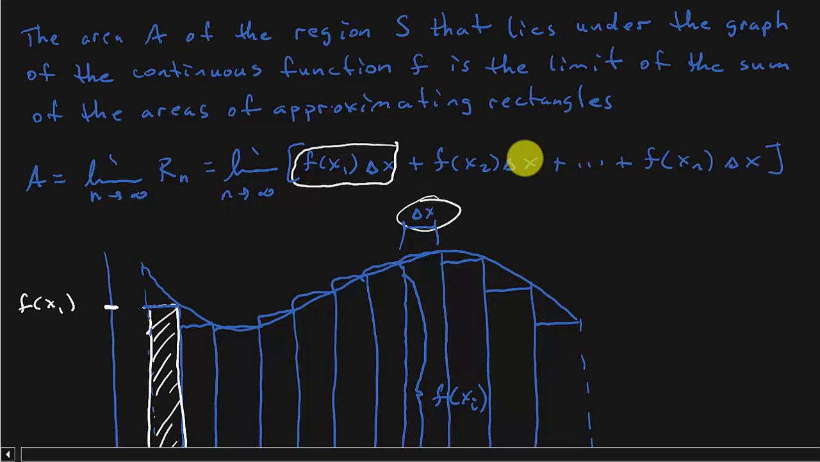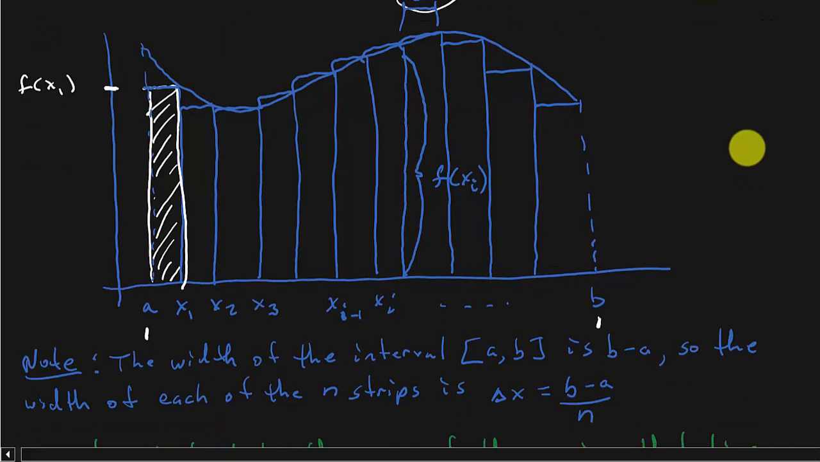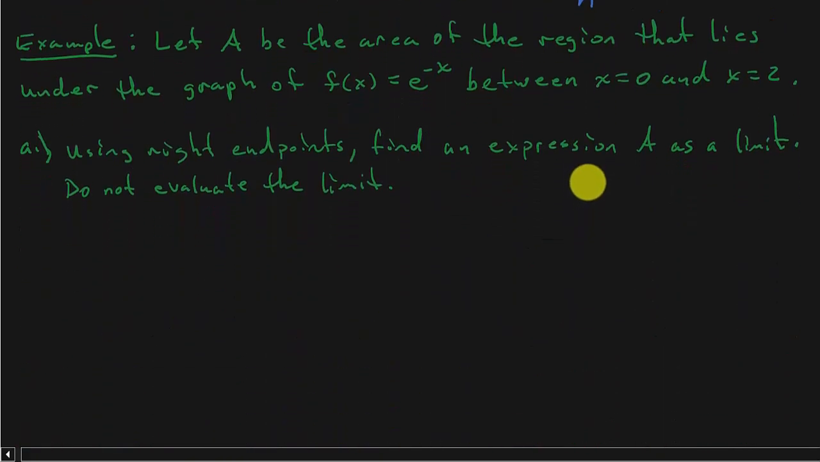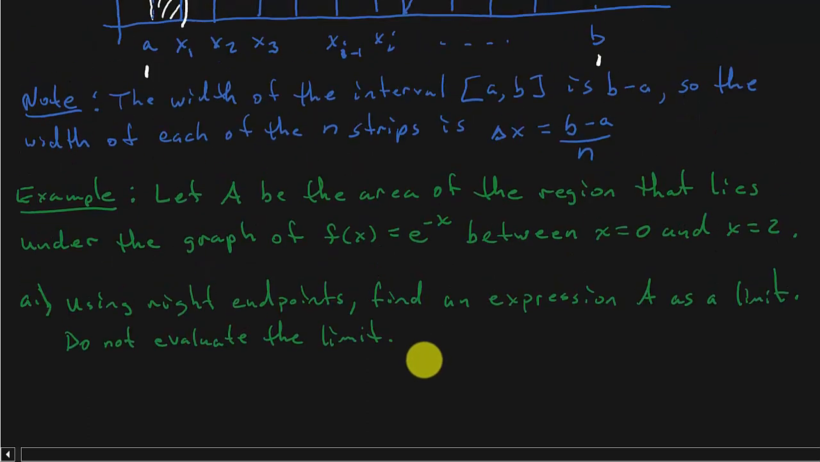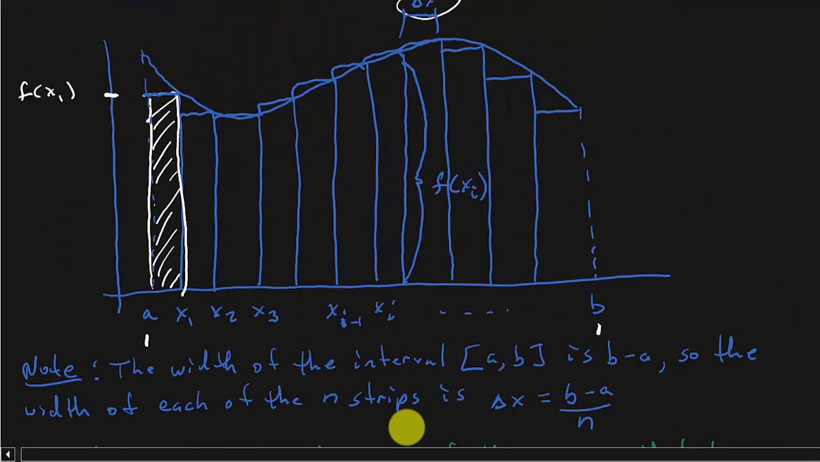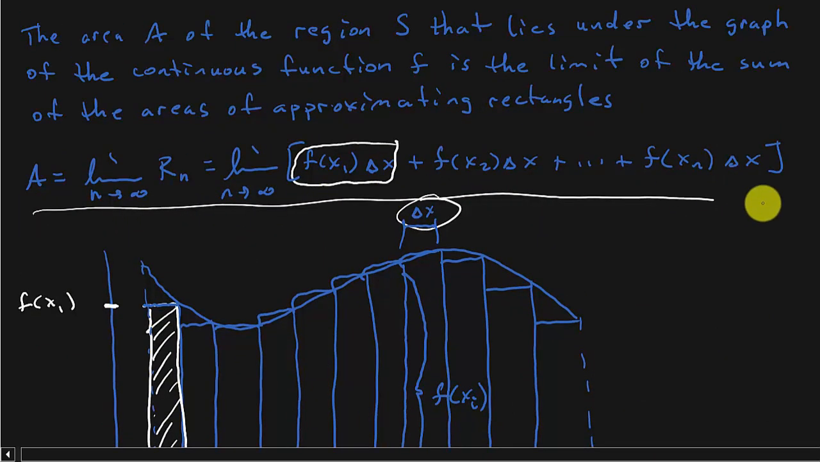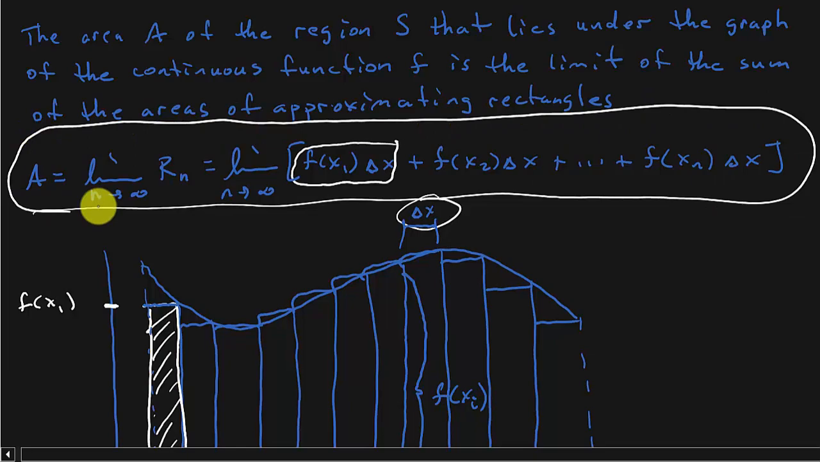All right, so let's look at this example here. It says, let A be the area of the region that lies under the graph of f of x equals e to the negative x between x equals 0 and x equals 2. And it says, using right endpoints, find an expression for A as a limit. Do not evaluate the limit. We're not evaluating the limit in this one. So basically what we're looking for is this right here. That's what we want to find.